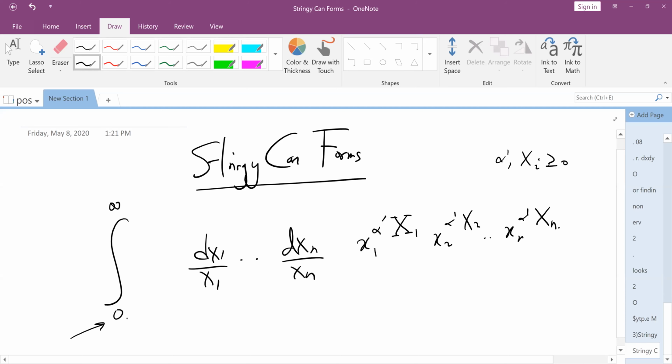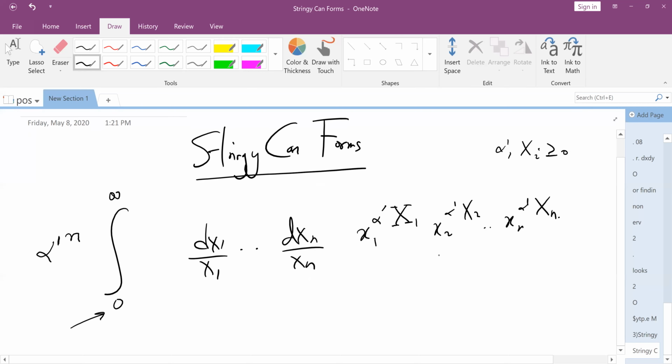In fact, as x goes to 0, I would get out of this something that goes like 1 over alpha prime to the power of n. So in order to just normalize that, I'm going to put an alpha prime to the n in front of the whole thing. Okay? But the problem is I'm still not done, because this integral still diverges as the little x's go to infinity.